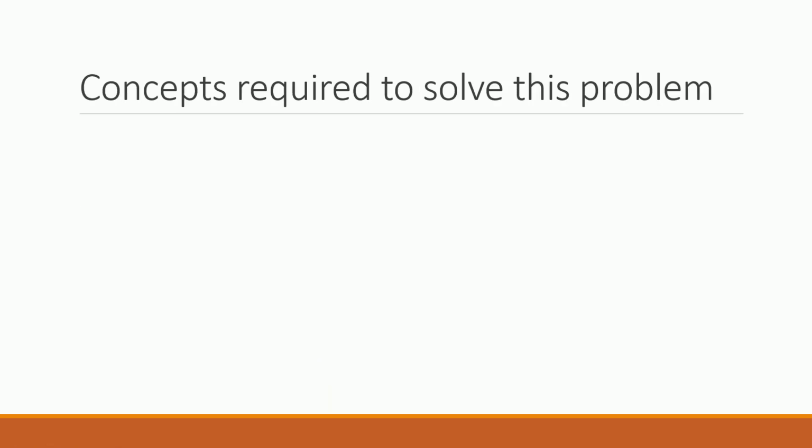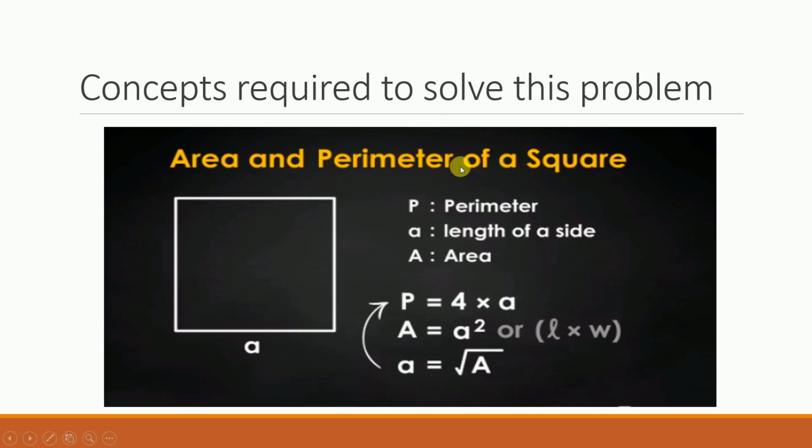What are the prerequisites to solve this problem? The first one is primitive concept, which is introduced even in primary classes. That is the concept of perimeter of square and area of square. We know that perimeter is 4 times the side and area is square of the side.